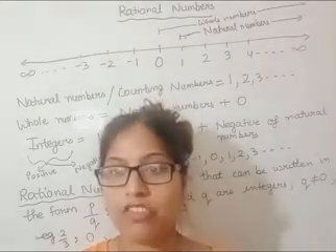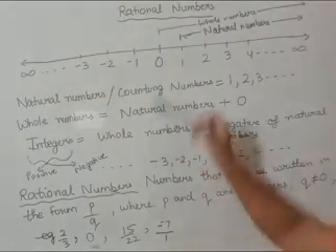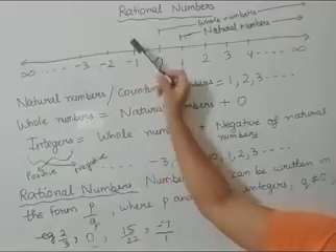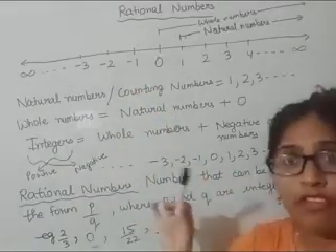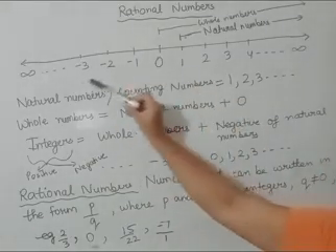So let's start with the chapter rational numbers. Before I start with the chapter rational numbers, let us understand what are different types of numbers which we have studied so far. On the board, I have made a number line.